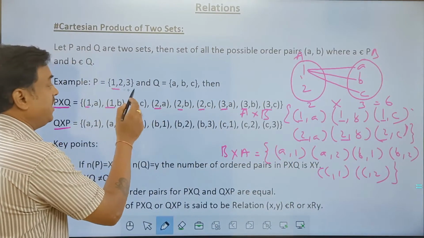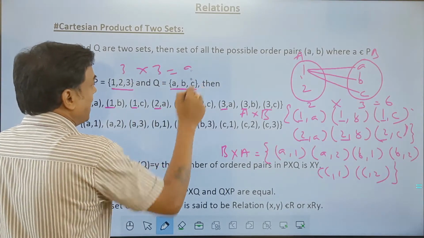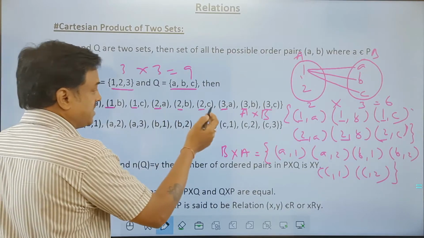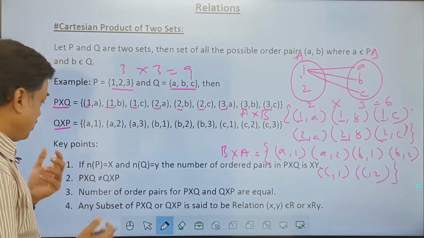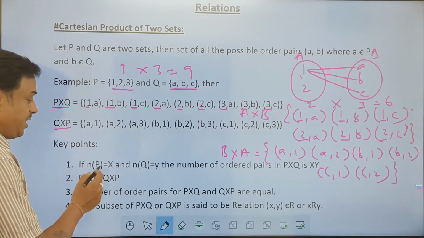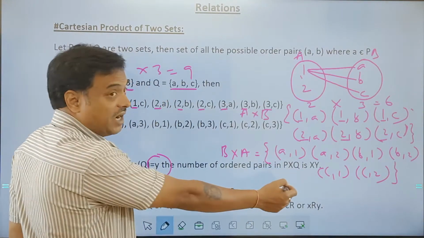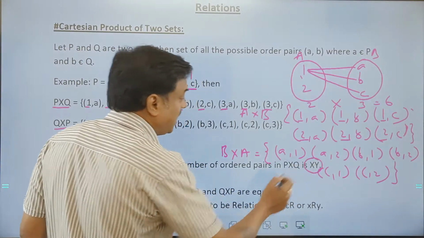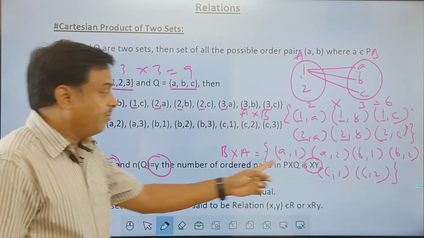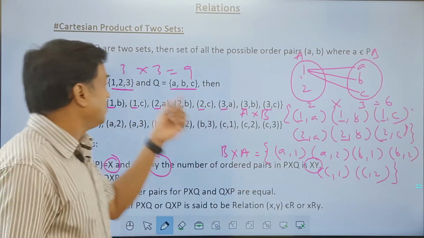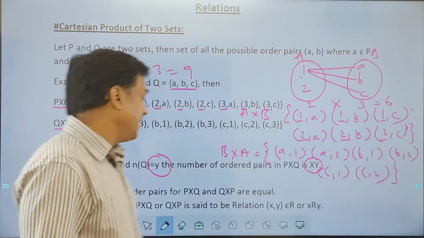Here if you observe, I have 3 elements in P and 3 elements in Q. The total number of ordered pairs will be 3 into 3, 9. And if you count here 1, 2, 3, 4, 5, 6, 7, 8, 9, and here also I got 9. So a few points which I wish to say. Suppose P has X elements and Q has Y elements. When I take the Cartesian product of P and Q, I'll get a total of X into Y ordered pairs. Like 3 into 3 here is 9, and here 2 into 3 is equal to 6. 6 ordered pairs I'll get.